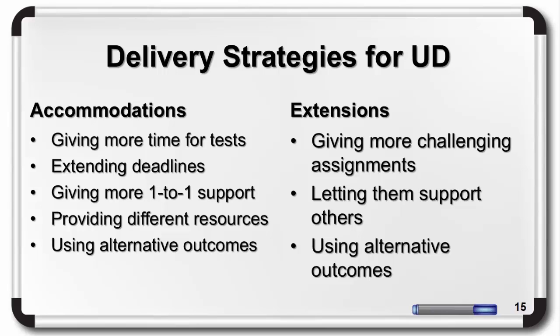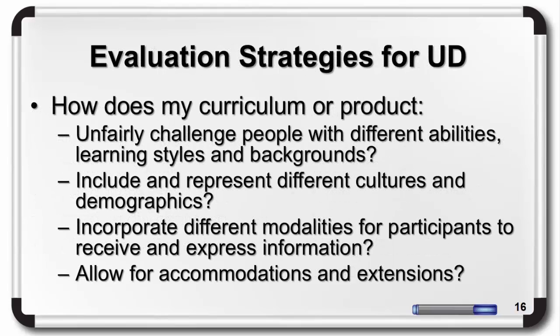Examples of accommodations for learners who are struggling include giving more time for tests, extending deadlines, giving more one-to-one support, providing different resources, and using alternative outcomes. Examples of extensions for learners who aren't challenged enough include giving more challenging assignments, letting them support others, and using alternative outcomes. Lastly, there are a series of questions we can ask ourselves when evaluating our curriculum or learning product.